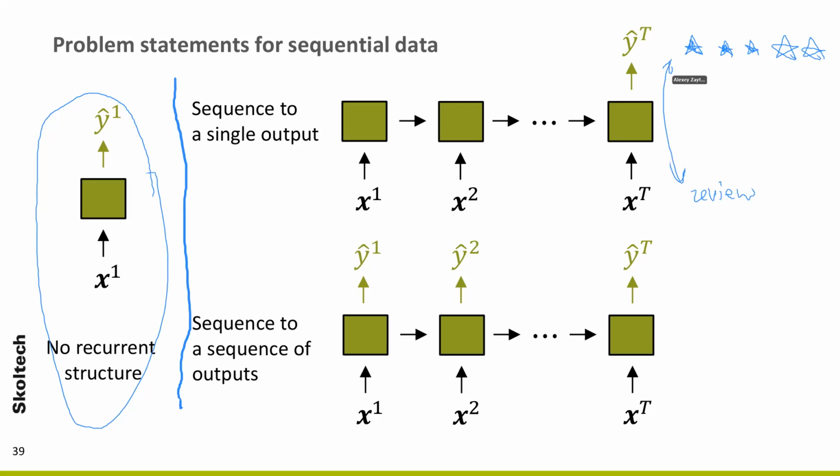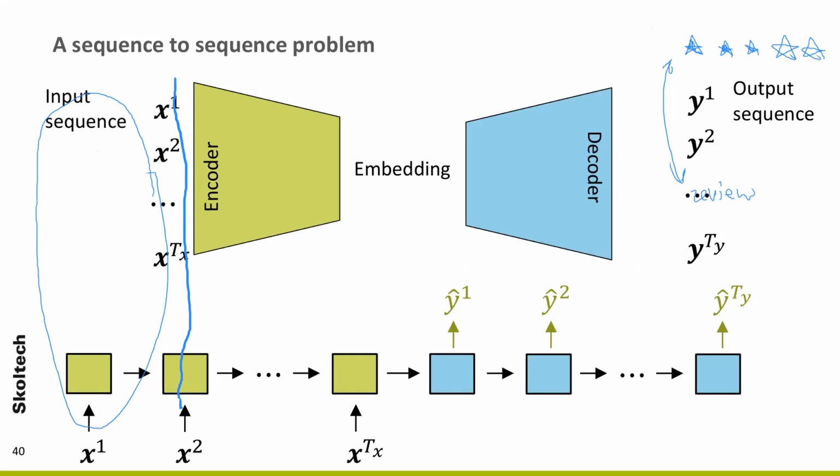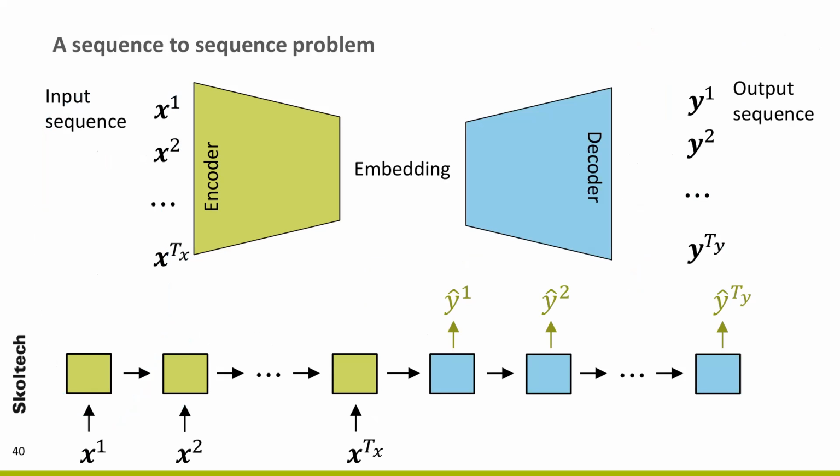Okay, we can think about something completely different: sequence to sequence. In this case, the number of outputs can be similar to the number of inputs, for example if we predict anomalies at each time moment. But sometimes we need to define a sequence-to-sequence problem in a different way.